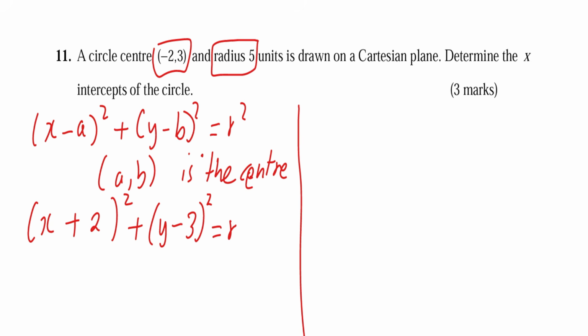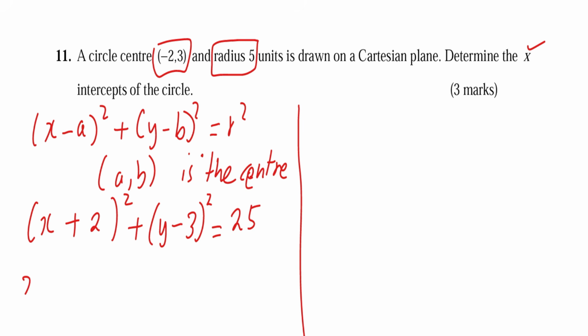R squared is 5 squared, which is equal to 25. So this is one way of finding the equation of the circle. Sometimes GCSE students can leave it like this, but for us, we need to expand that out. But our main concern is not writing the equation of the circle in its entirety. Our question is finding the x-intercept.